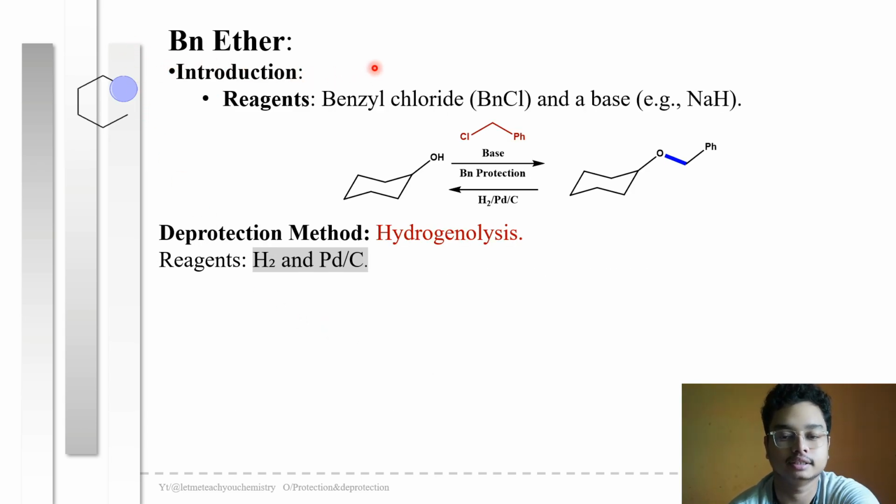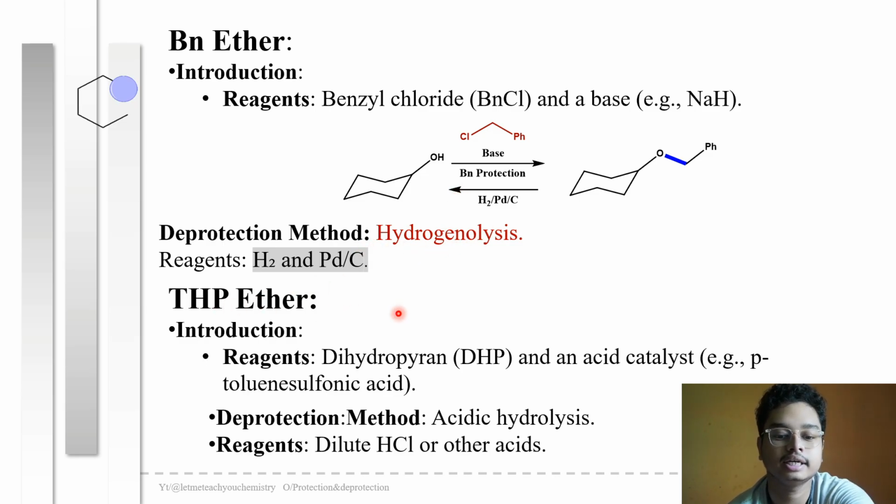Now the benzyl ethers. We already discussed benzyl very much during our amine protection, where we discussed how benzyl is used for amine group protection as well as alcohol group protection. Here benzyl chloride and a base can be used to protect the alcohol. There is a secondary alcohol here, and it will be protected like this. After that, hydrogenolysis, treating with hydrogen and palladium on charcoal, regenerates our corresponding alcohol. And also the THP ether.